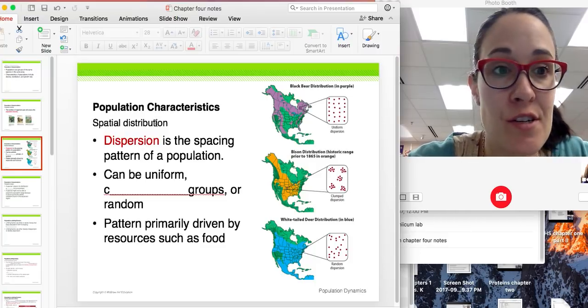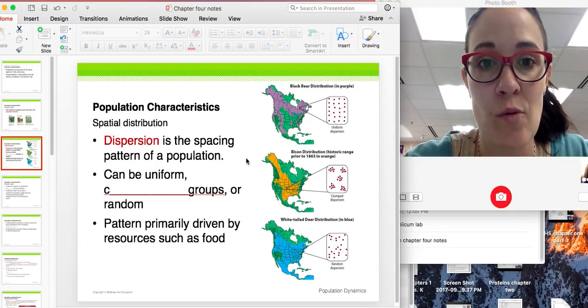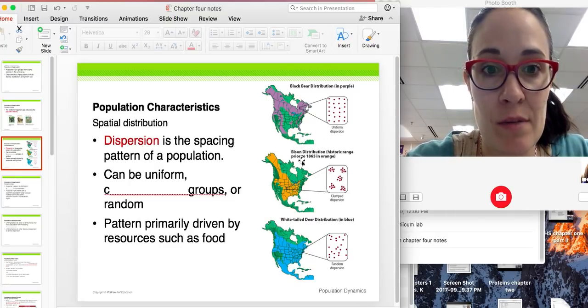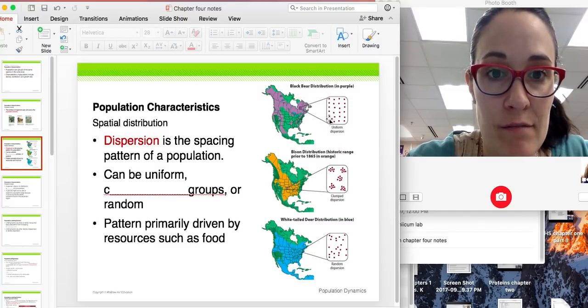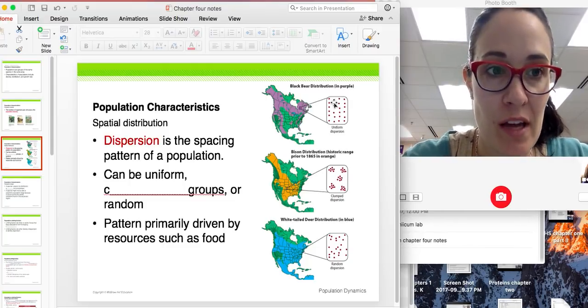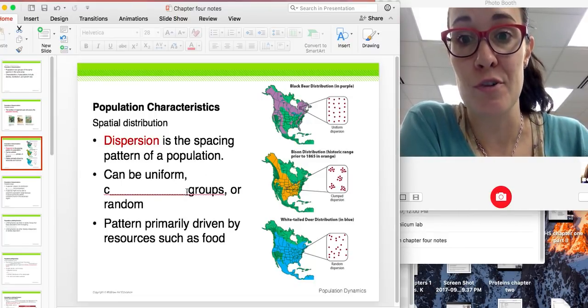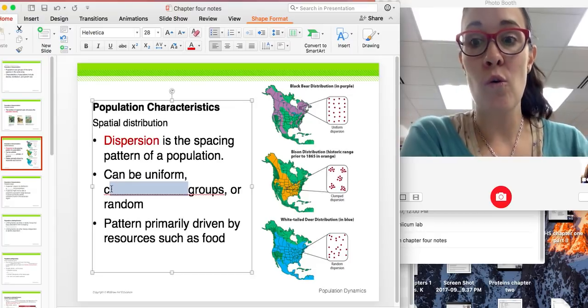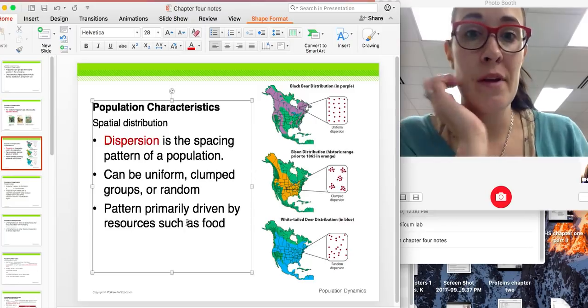How populations are distributed is something else that ecologists find interesting, or things that they want to know. So here is bison and how they're distributed in Canada up here. They have a very uniform dispersion, okay? They plotted where the bison could be found in that population. So it can be a uniform dispersion or distribution, or it can be clumped.